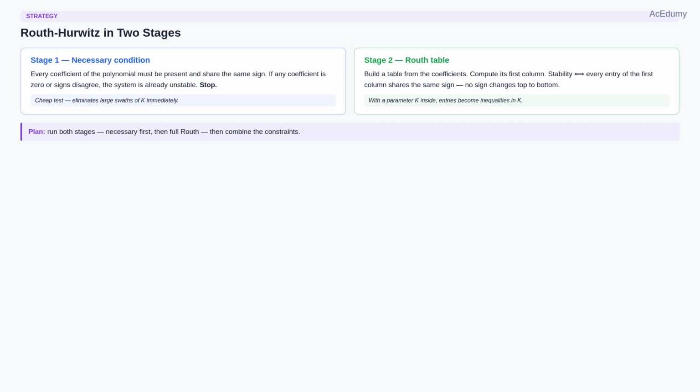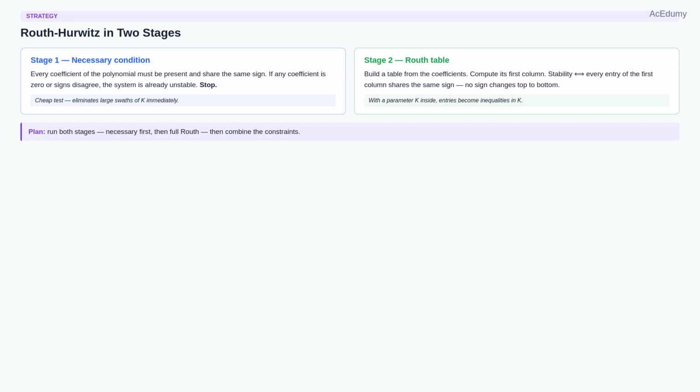Stage 1, the necessary condition. For every root to sit in the open left half plane, every coefficient of the polynomial must be present and share the same sign. If any coefficient is 0, or if the signs disagree, the system is already unstable. Done. We can stop.